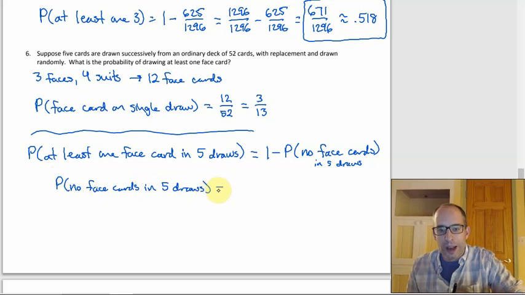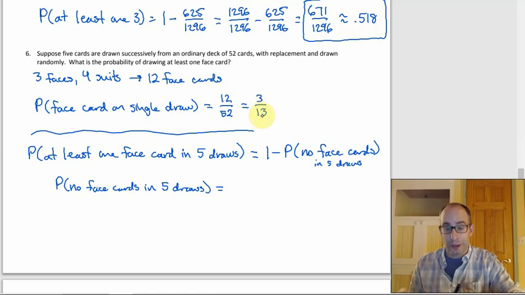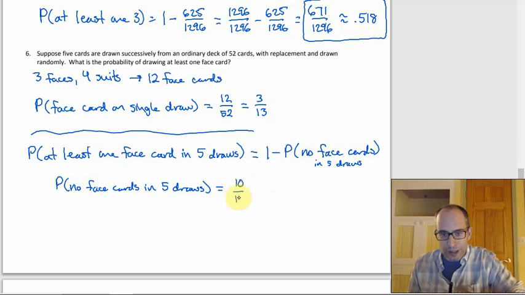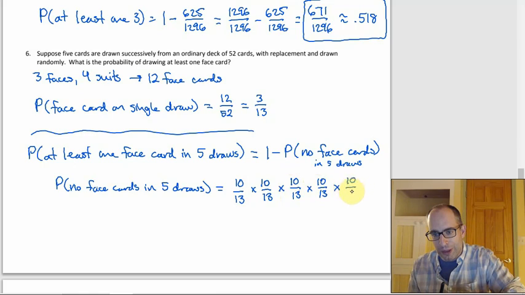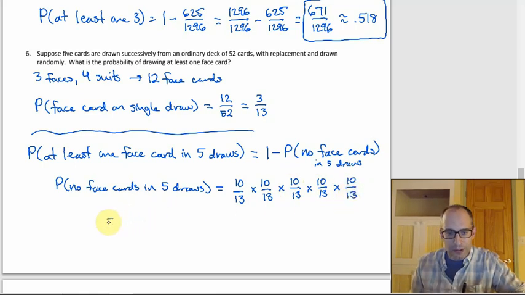All right, well, if on any individual draw, the probability of getting a face card is 3 out of 13, then the probability of getting something else is 10 out of 13, right? So we want 5 consecutive draws, no face card. So 10 out of 13 for the first draw, because we don't want a face card there, and then 10 out of 13 for the second, and then for the third, and for the fourth, and for the fifth. And conventionally, you could just write that as 10/13 to the 5th power.